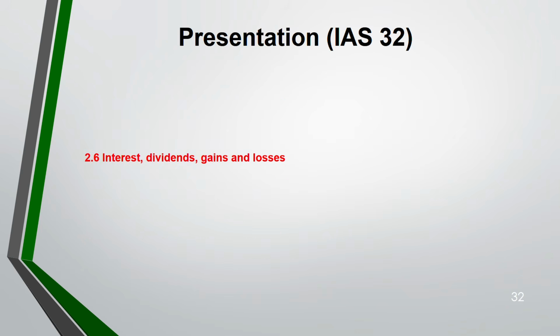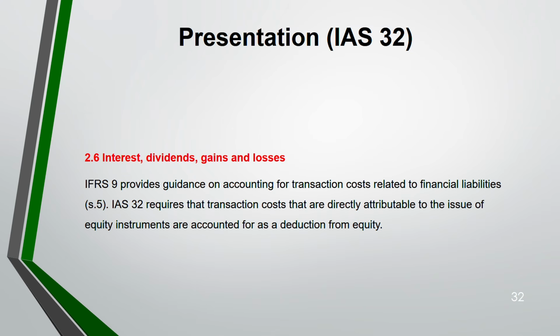Okay. Now, IFRS 9 gives guidance on accounting for transaction costs that are related to financial liability. IAS 32 requires transaction costs that are attributed to the issue of equity instruments you deduct from equity. See, there are two standards. If your transaction cost is relating to financial liability, IFRS 9 will give you the guidance. If it is transaction cost from equity instrument, IAS 32. IAS 32 says deduct from equity. IFRS 9 also says deduct the transaction cost from financial liability.